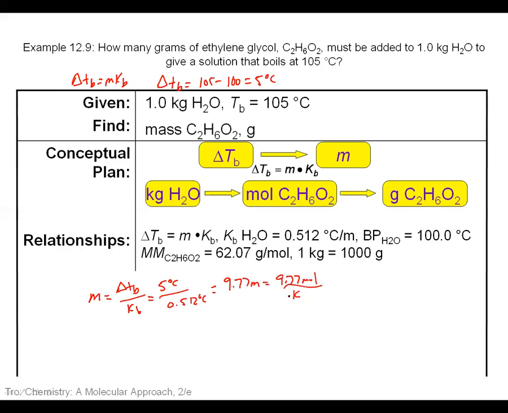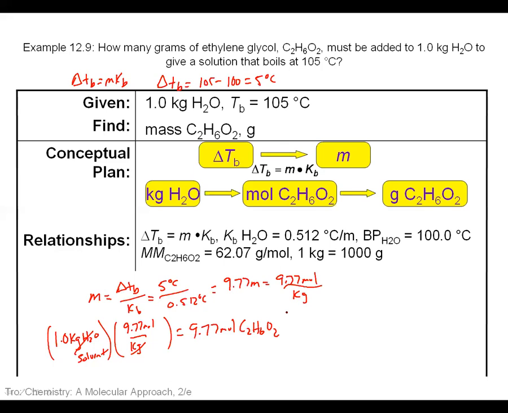So remember, ultimately, we want to get to grams. So we do want to get to moles, basically. So that's where we're going to use our solvent, which was the 1 kilogram of water, right? That was our solvent. And we're basically going to multiply that by the molality. And the kilogram of solvent will cancel out, and that will get us 9.77 moles of our solute, which is the C2H6O2 in this case.